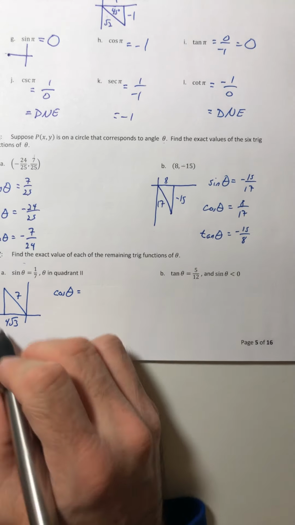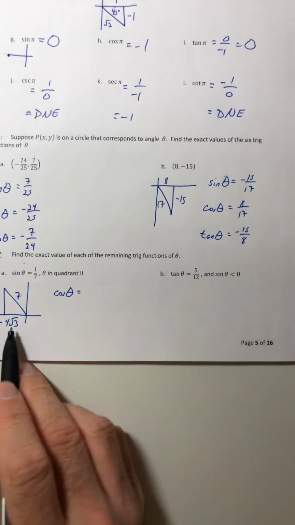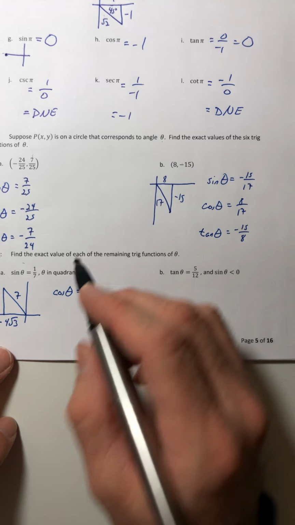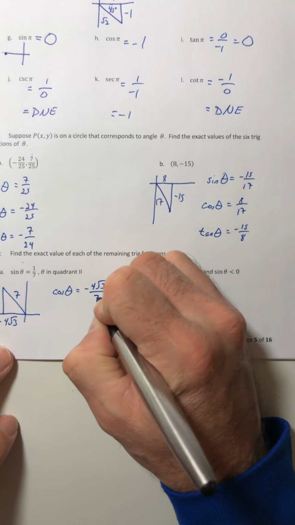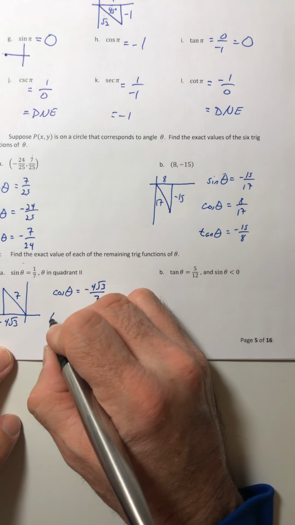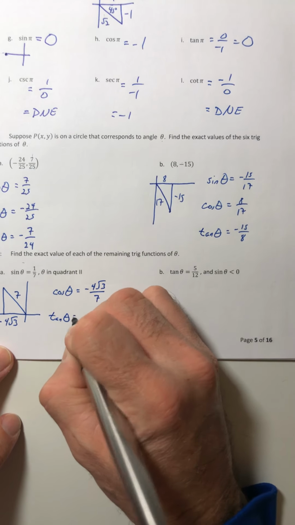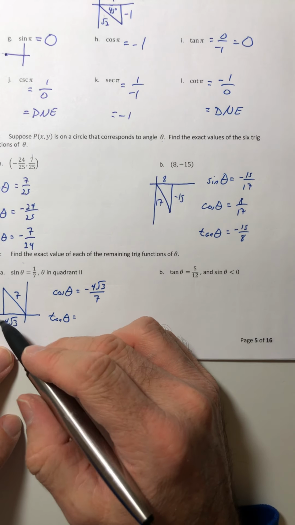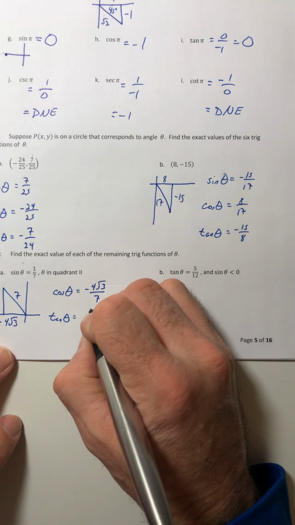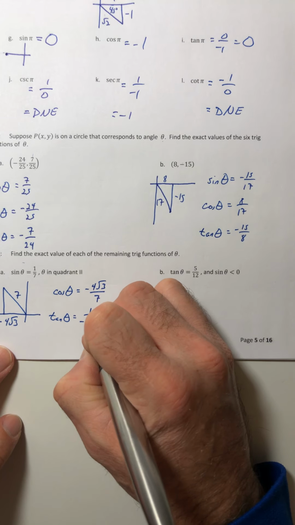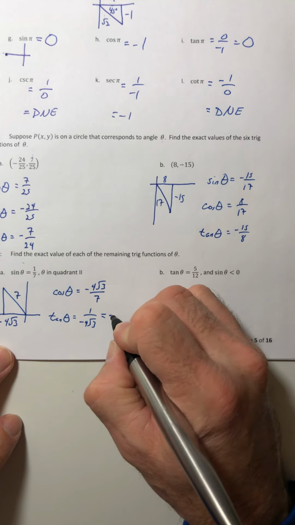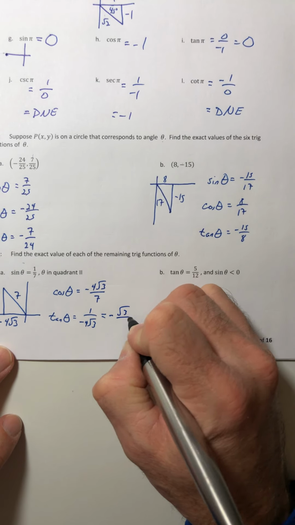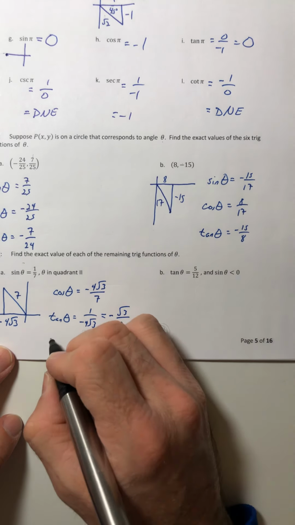So cosine, and it's negative because we're on the negative x's. So cosine is going to be negative 4 root 3 all over 7. Tangent, that's going to be 1 over negative 4 root 3. So opposite over adjacent, but you have to rationalize it. So negative root 3 all over 12.